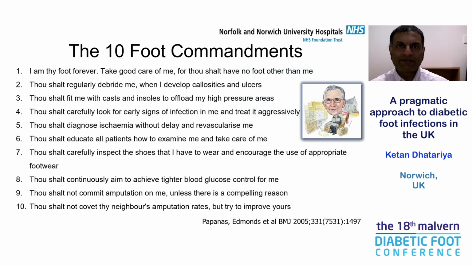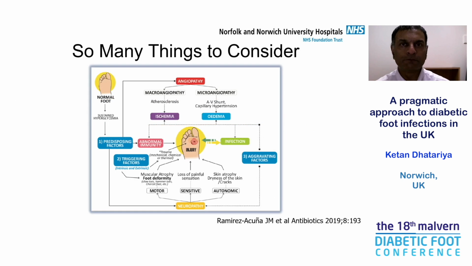But I want to go back even further. This again is a paper that Mike wrote in a BMJ with Nicholas Papanas many years ago now, and I would encourage you to go away and look at this. It really is a tiny little piece in that BMJ edition. What I want you to focus on is item 4. It says here, "Thou shalt look carefully for early signs of infection in me and treat me aggressively." I don't think that anybody could really fault any of these, although I might update a few of them, given that this is now almost 16 years old, with the technology that we have and things that we could potentially do.